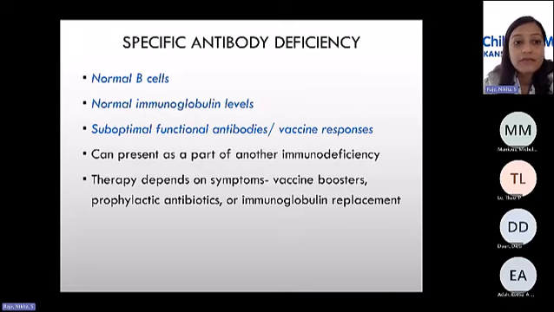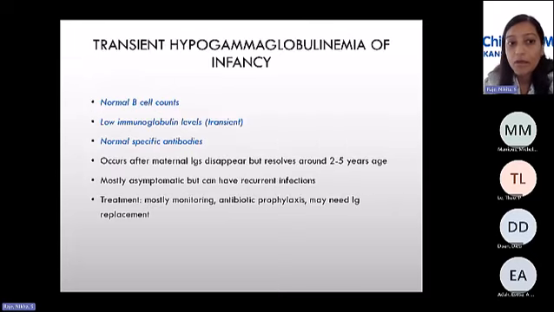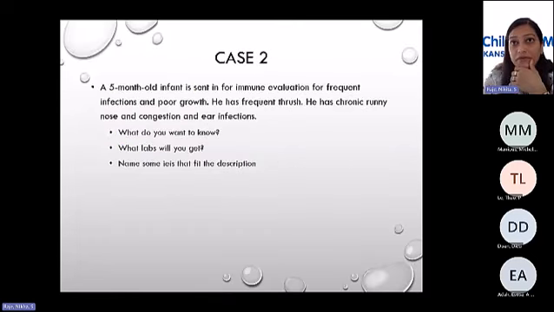Specific antibody deficiency: B cells are normal, immunoglobulins are normal, response to vaccines is low. And these patients, again, depending on whether they're symptomatic or not, may need boosters for vaccines, prophylactic antibiotics, or immunoglobulins. And transient hypogammaglobulinemia of infancy. Here, the immunoglobulins are low, but the B cells are normal and the response to vaccines is normal. Most of these patients will present after maternal immunoglobulins disappear, but the transiently low immunoglobulins improve after 2 to 5 years of age. They are mostly asymptomatic. If they have infections, they may need some treatment.